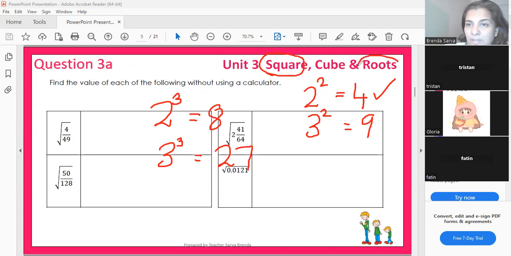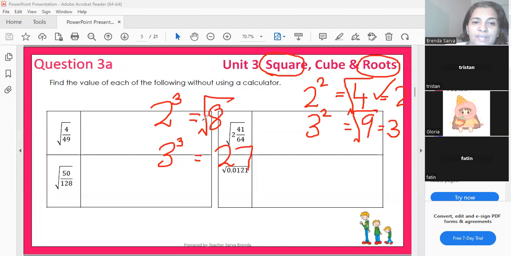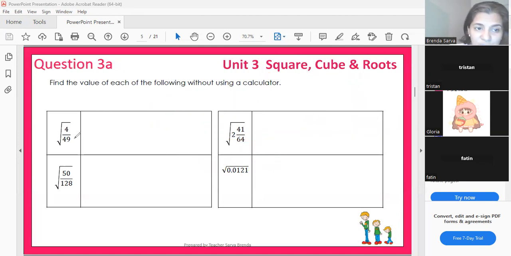Now, roots are always going back. So if I put the square root here, the square root of 4 will come back to 2. The square root of 9 will come back to 3. The cube root of 8 will come back to 2. The cube root of 27 will be 3. It just goes and comes back. That's all. Clear. Now with that, let's answer these questions.